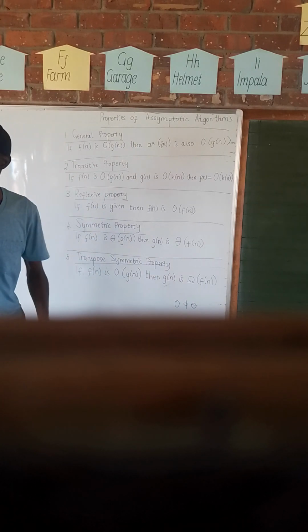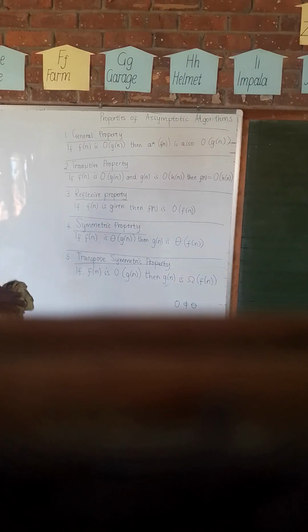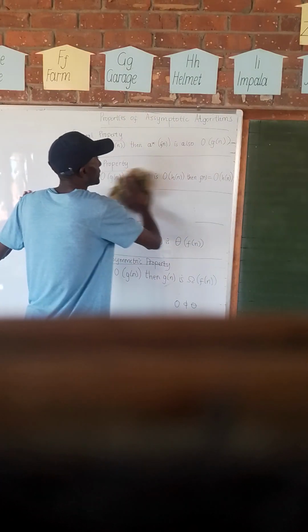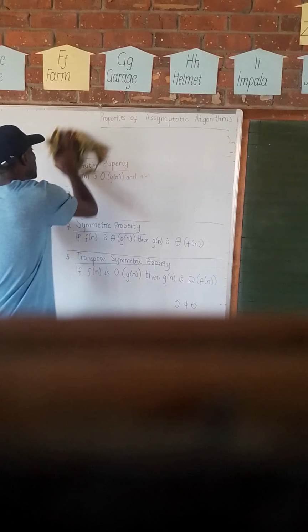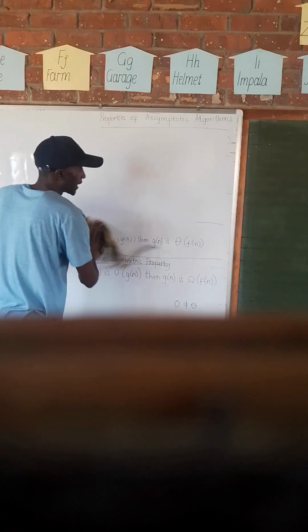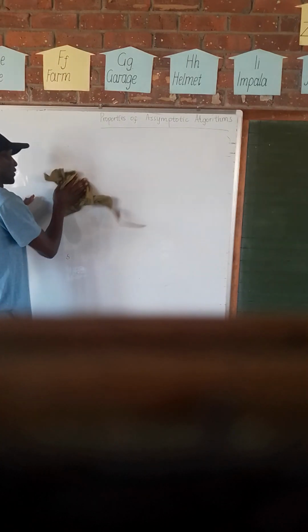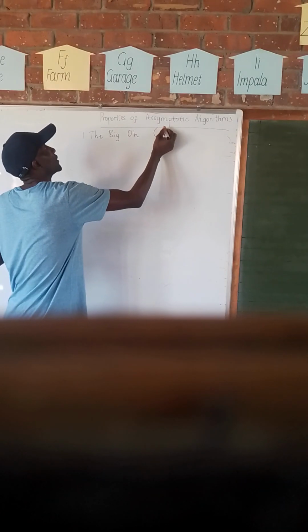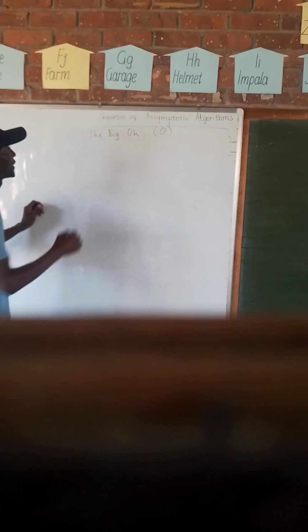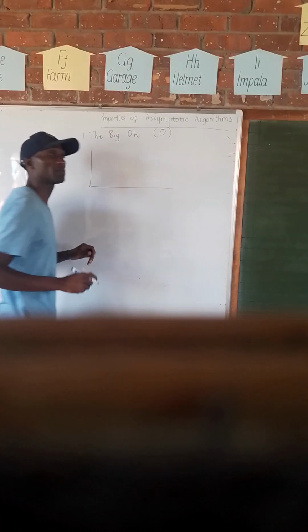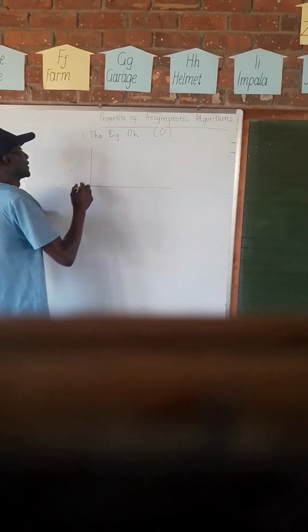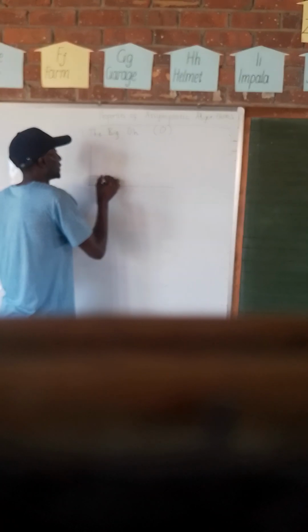So having looked at the general layout of the properties of algorithms, I would want to look at the graphical representation of the asymptotic notations, which are the big O, the omega, and the theta notations. How do we represent these? The big O notation, we can graphically represent it as something of this nature.